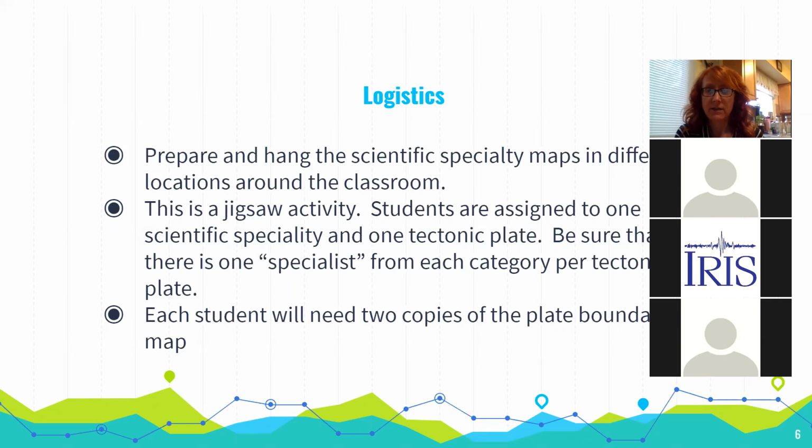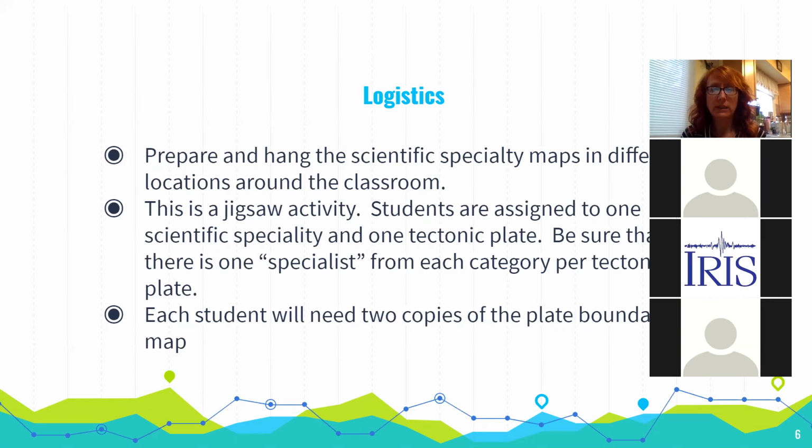So there are scientific specialties, which are volcanology, seismology, geochronology, and geography. And then there are also tectonic plates that students will eventually be assigned to. So I believe there are 10 of them identified. Well, I'll show you those in a moment. But when you break out the students, they're going to need to be assigned as a specialist and also a tectonic plate. And essentially, you want to make sure that for each of the tectonic plates, there are 4 specialists, 1 from each of the categories. That'll make more sense when I show you the list of the plates and the specialties.